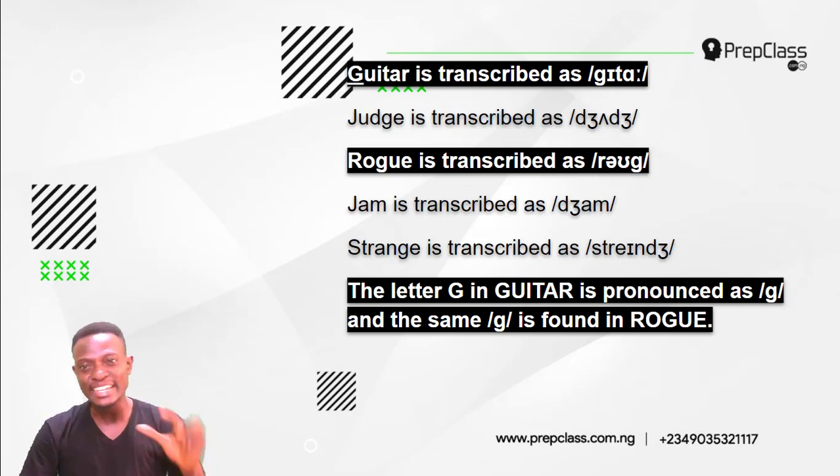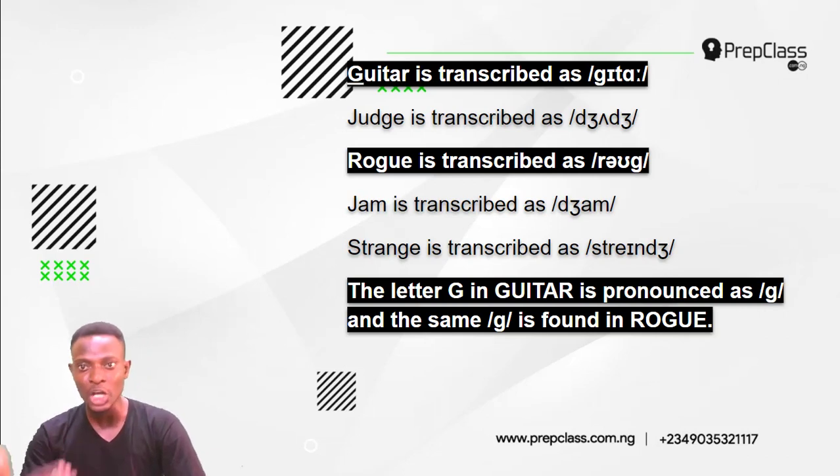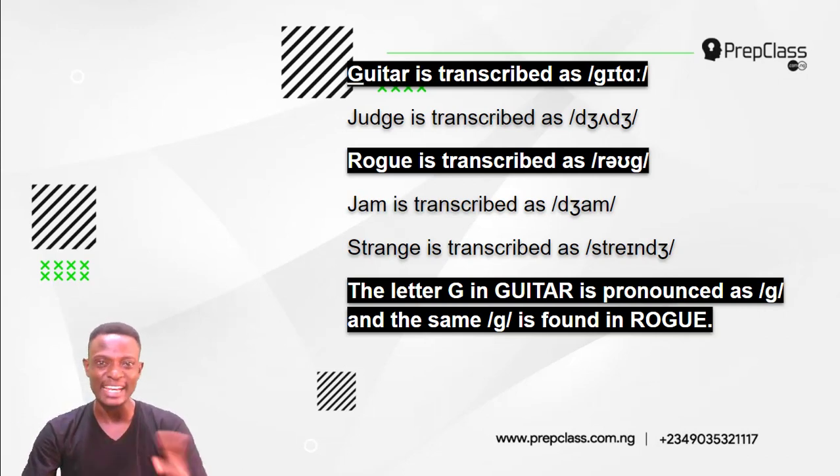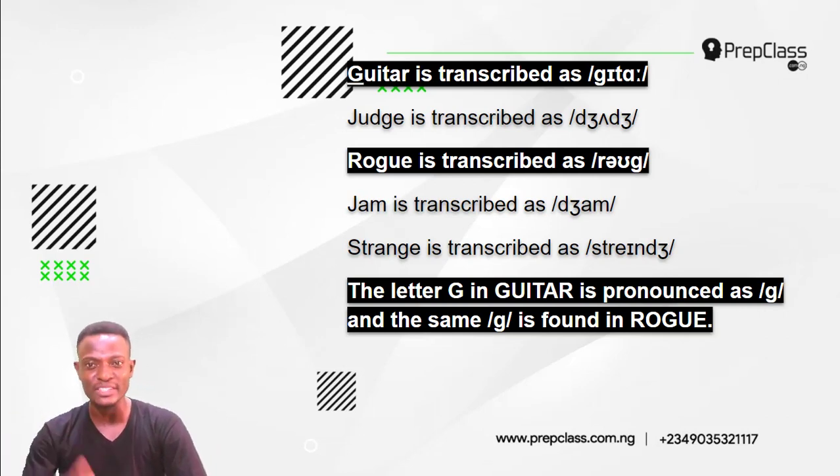Now, guitar is transcribed as shown on the screen. Where we have letter G in guitar, the sound we have there is G. Guitar, G. Now, George is transcribed as shown on the screen. We do not have the G. What we have in George is J, not G. The answer is option B, rogue. Rogue is transcribed as shown on the screen. We have the sound G, rogue.